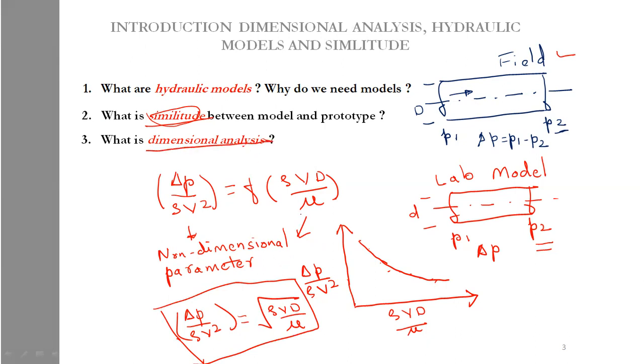So it is a very powerful tool, and we are going to look at some of the procedures to do that. One method to do this is called Buckingham's pi theorem. We will look at Buckingham's pi theorem also at the end.